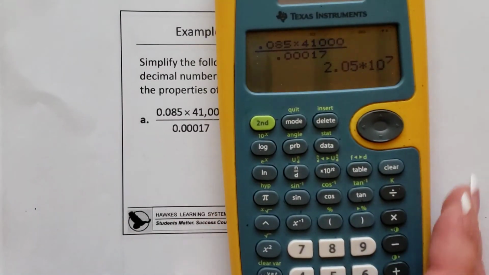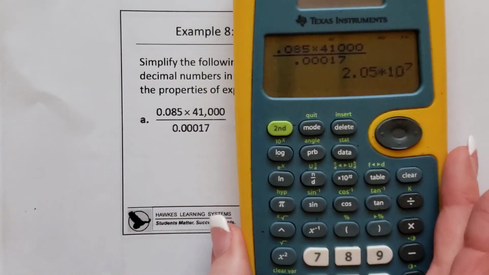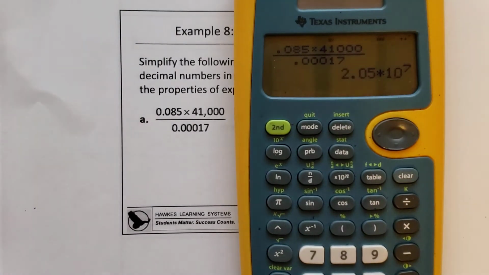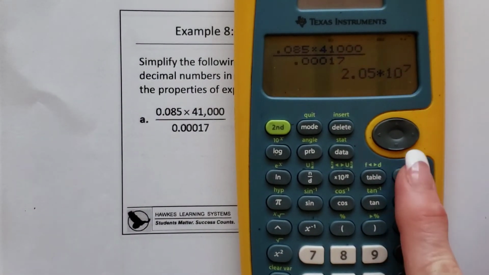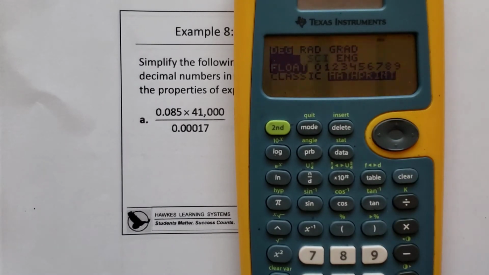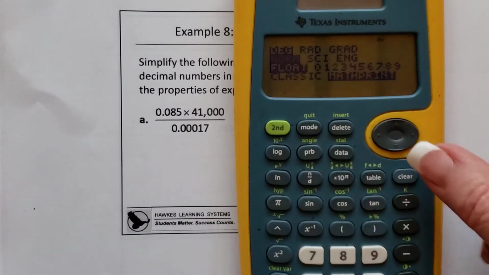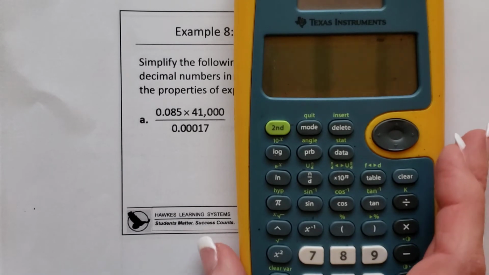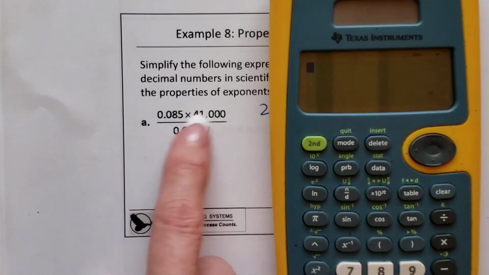All right, so now I'm talking to all of you guys that do not have the calculator that I'm talking about. So let me just show you how you would do that without my awesome, awesome calculator. So what I did was I just put it back in normal mode. All right, so I am going to use my calculator and type this in.